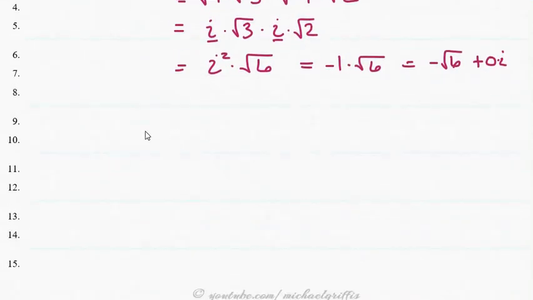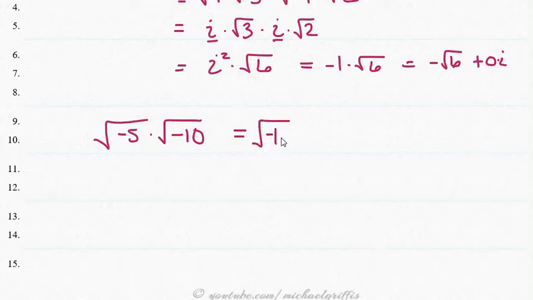Okay, let's see what else we got. Let's do another one here for the fun of it. How about we multiply the square root of -5 times the square root of -10. Once again, we can rewrite that as the square root of -1 times 5, times the square root of -1 times. Now, I'm going to write this one as 2 times 5, and I'll tell you the reason why in just a second. We can break this up.